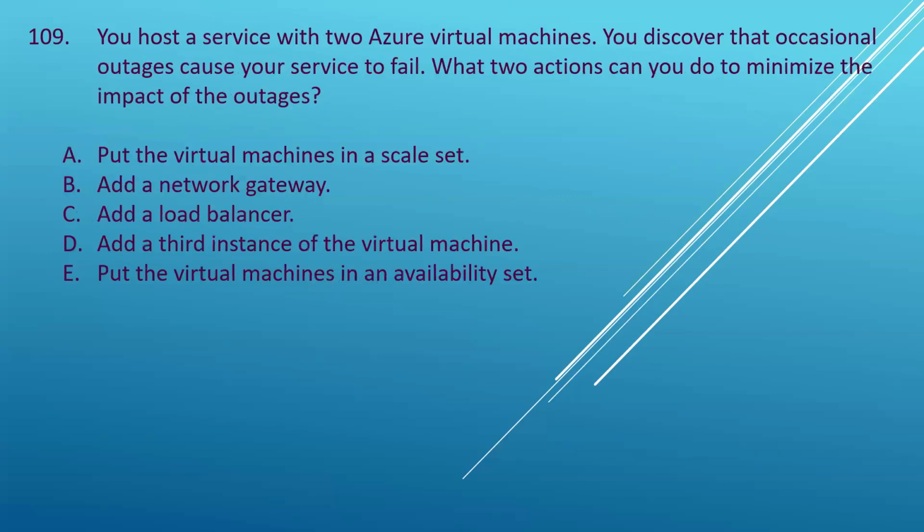Next question. You host a service with 2 Azure virtual machines. You discover that occasional outages cause your service to fail. What 2 actions can you do to minimize the impact of the outages? So you need to choose 2 options here. Your options are put the virtual machines in a scale set, add a network gateway, add a load balancer, add a third instance of the virtual machine, put the virtual machines in an availability set.